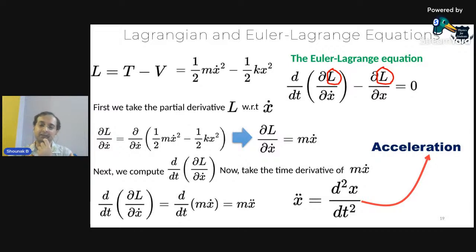So we first take the derivative of L, and we know that the first term, half m x dot squared, only depends on x dot. So we get partial L by partial x dot equal to m x dot. Next, we compute d by dt. So we take the time derivative of m x dot, and the moment we take the time derivative of x dot, what we get is x double dot, equal to d squared x by dt squared. You all know what x double dot is.